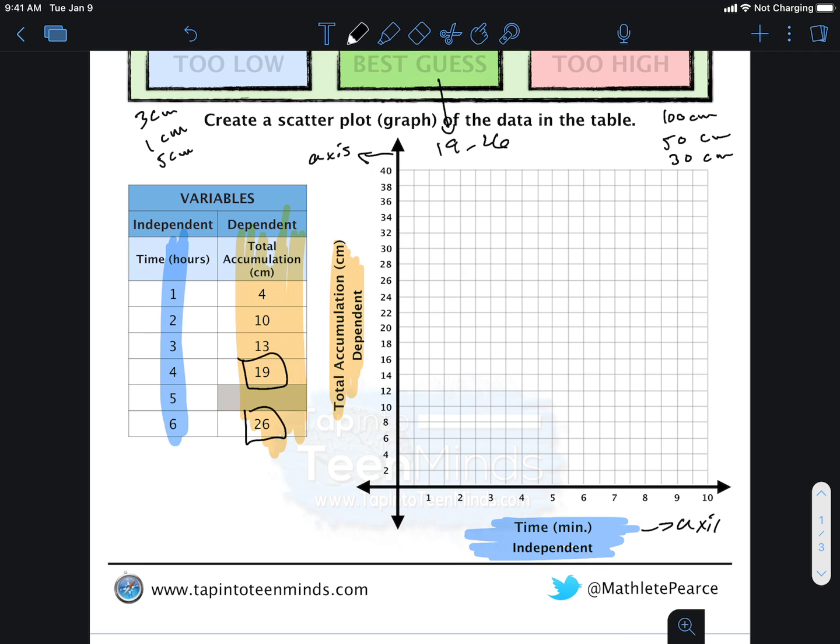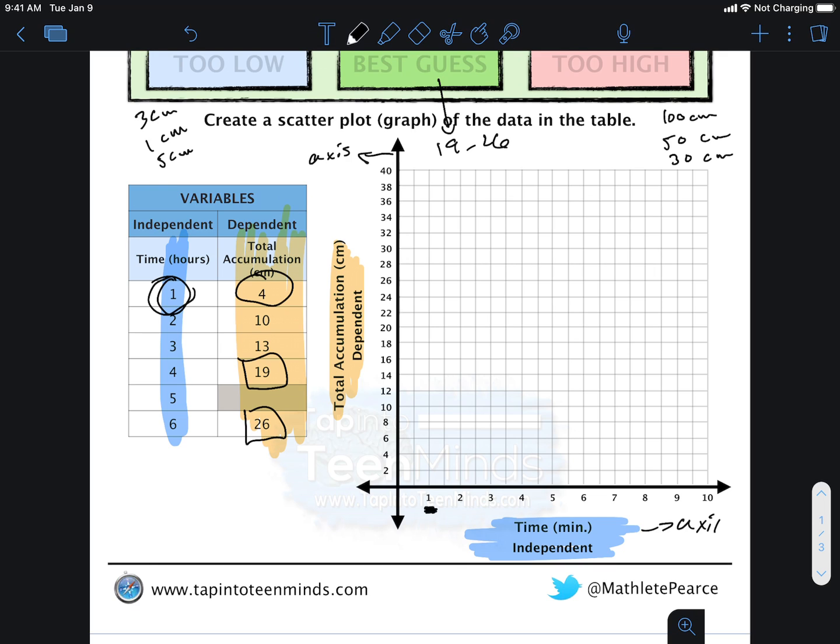Everywhere I see a blue number, it has to go along the left to right axis, or the horizontal, right? So, I see an hour 1, right? Where's hour 1 on my graph? The bottom. It's right here. Okay, so that takes care of the blue piece. Then for that blue piece, I also have an orange piece. Where's the orange piece at?